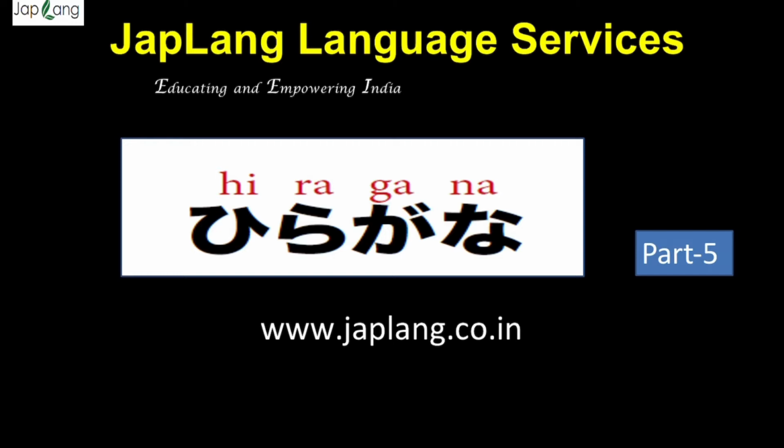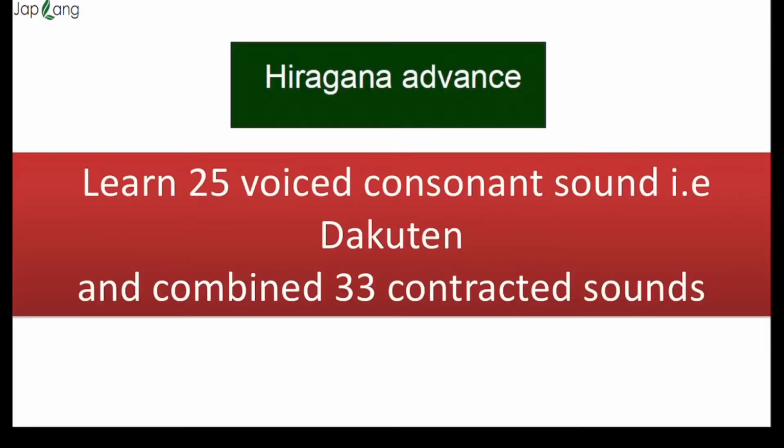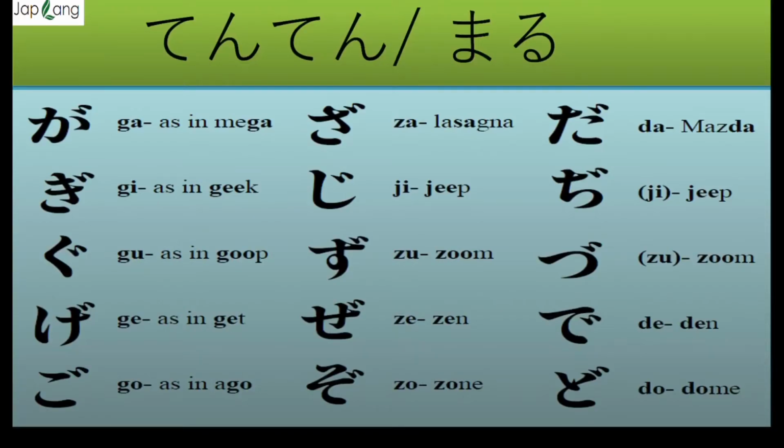So till date we have been learning the basic hiragana that we completed last week. Today we will be going for advanced hiragana, where we will be learning 25 voiced consonant sounds, that is dakuten, as we call it in Japanese, and another 33 contracted sounds. This is tenten and this is called maru, that is what we will be learning today. All these things, how it sounds, just listen to the Japanese sound please.